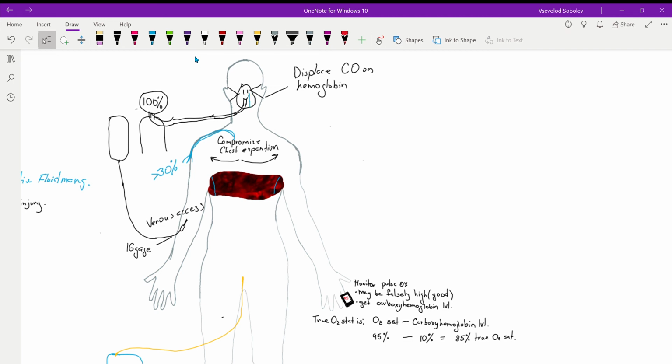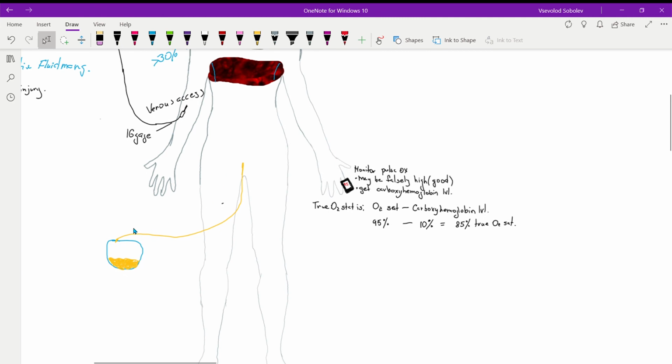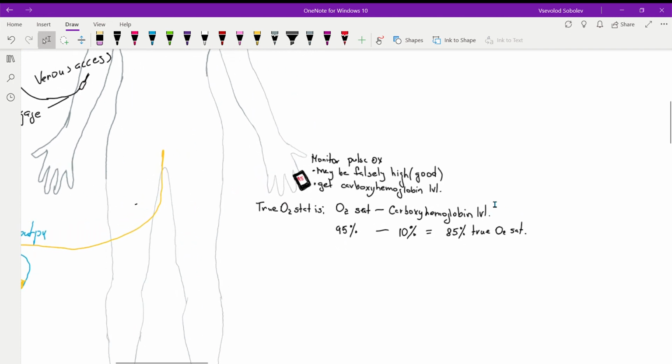Then the nasogastric tube is placed. We have a urinary catheter to measure the output. We'll monitor the pulse ox. It may be falsely high because of the carboxyhemoglobin levels, so that's why we're checking them with the blood draw for carboxyhemoglobin levels. Then we take the reading from the pulse oximeter, which is 95, subtract the percentage, and we get the true SpO2 value.